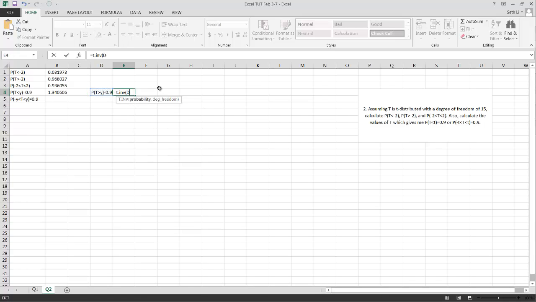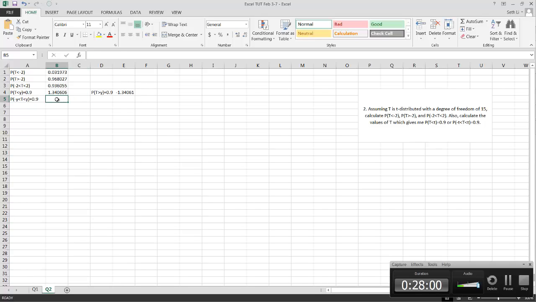Oopsies. Sorry. So in this case, we want not 0.9, so 0.1. 15 degrees of freedom. There we go. This is actually an equal sign. There we go. And once again, it's just the negative of what it originally was here.